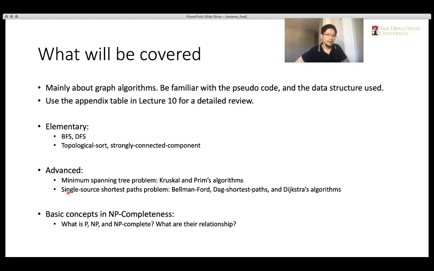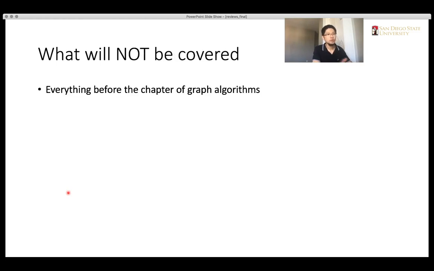And finally, the NP completeness chapter will only test some basic concepts. Okay, so you need to know what P and NP complete are, what these concepts mean, and what their basic relationship is. Okay, and everything before the chapter of graph algorithms will not be covered.